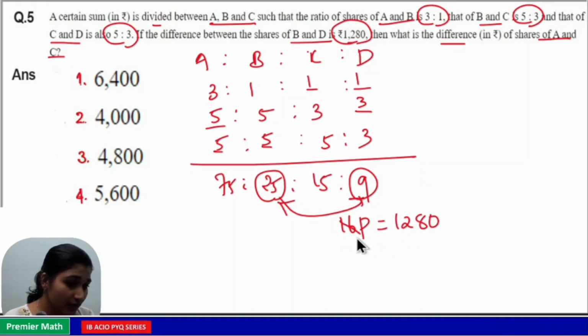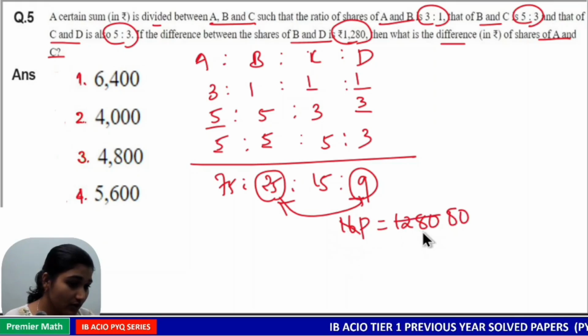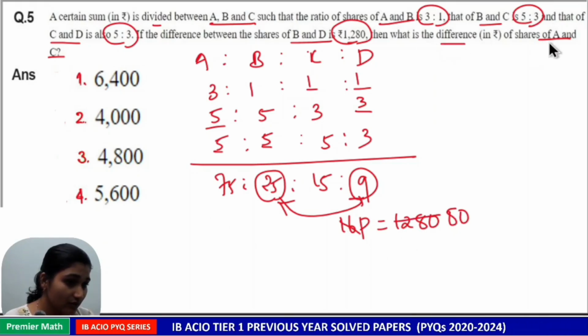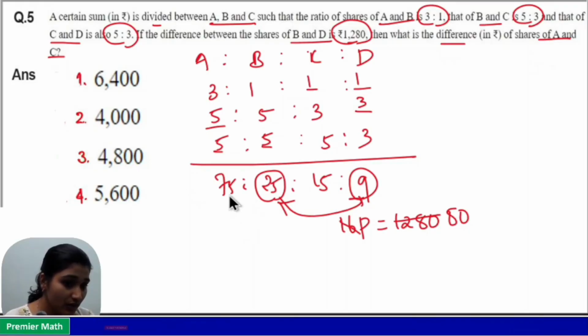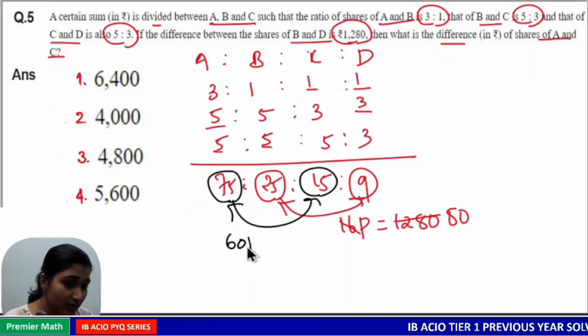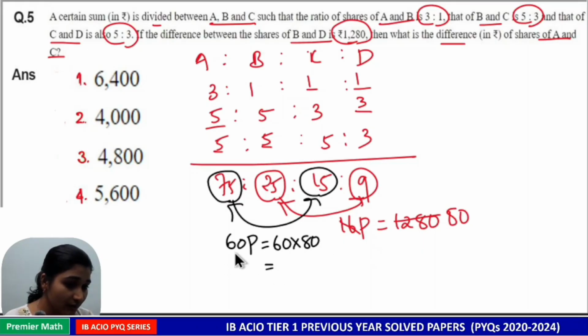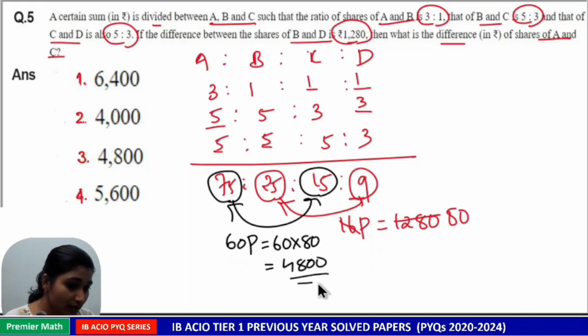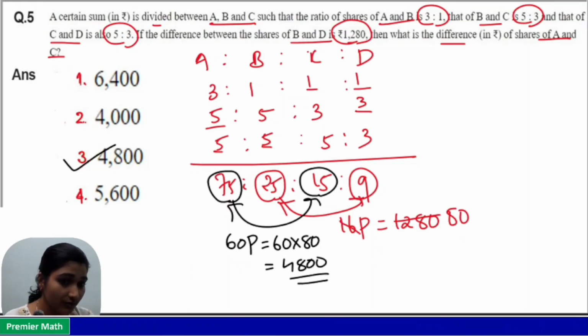16 into 8 is equal to 128. 80 plus 48 is 128. So 16 goes 80 times in 1280. Then here we need the difference between shares of A and C. So shares of A and C means this is A and this is C. 75 parts minus 15 parts is equal to 60 parts. 60 parts is equal to 60 into 80. 1 part is 80, so 60 parts is equal to 4800. Option 3 is your answer.